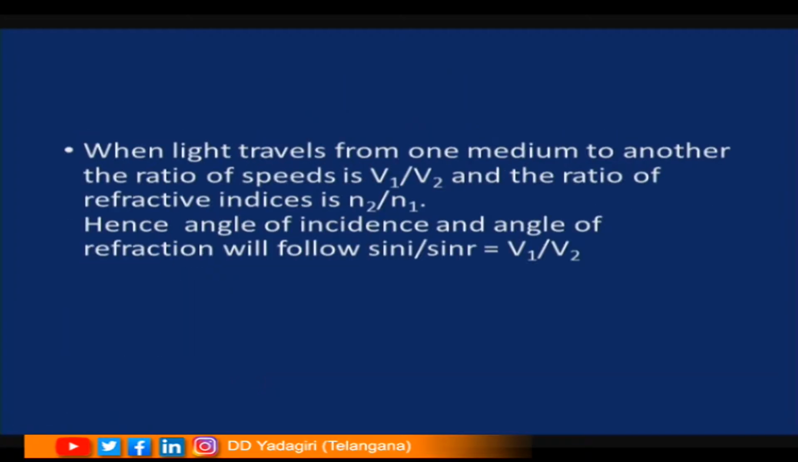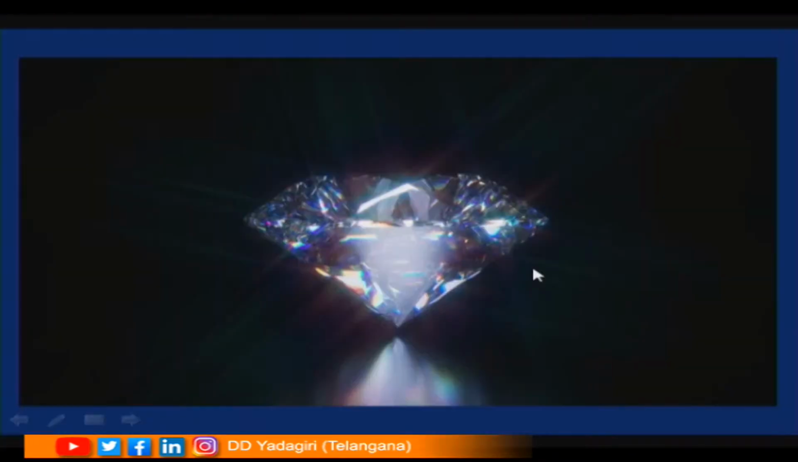Then when light travels from one medium to another, the ratio of speeds is V1 by V2 and the ratio of refractive indices is n2 by n1. Now, angle of incidence and angle of refraction will follow sin I by sin R = V1 by V2, the ratio of the velocities. Children, we are going to learn some interesting principles regarding this refraction of light.